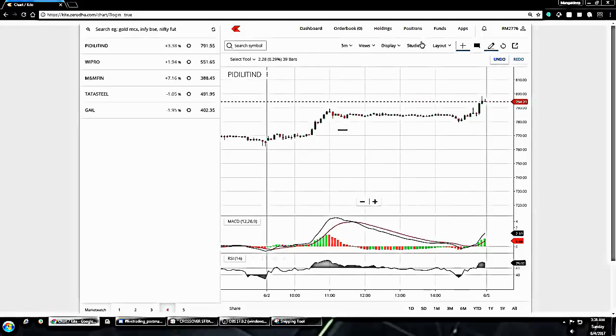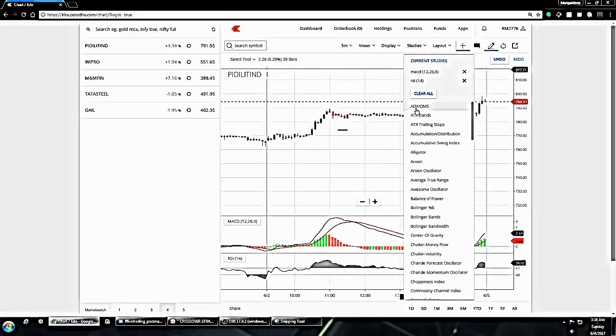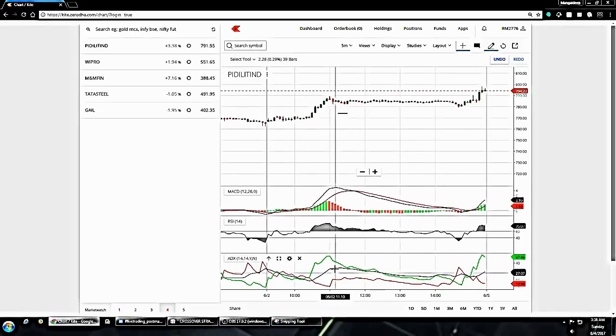Now moving on to ADX. How do we plot it? We go to studies, we click on ADX, we keep all the parameters as default and we click on done. Here as you can see, the ADX consists of three lines: the green line, which is called the plus DI line, the black line, which is called the ADX line, and the red line, which is called the minus DI line.